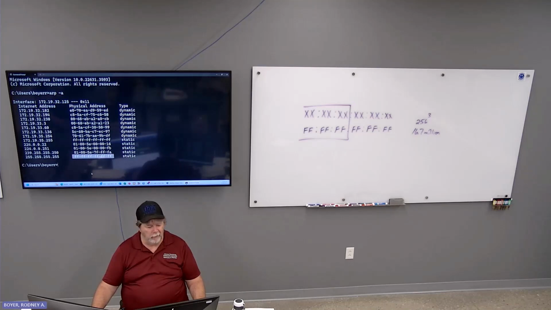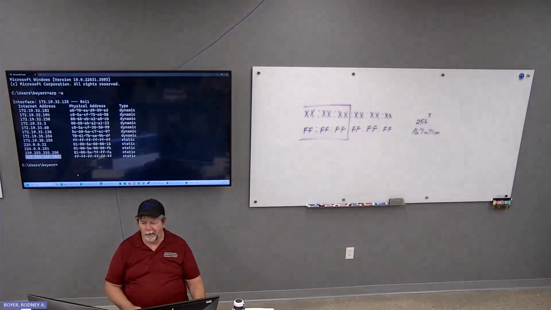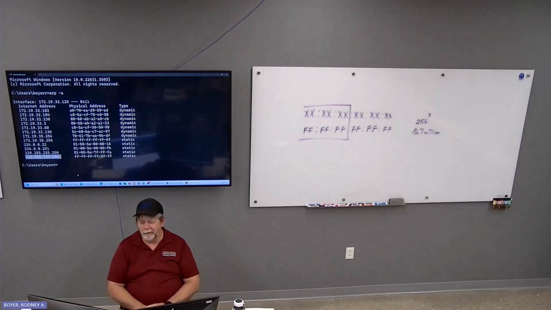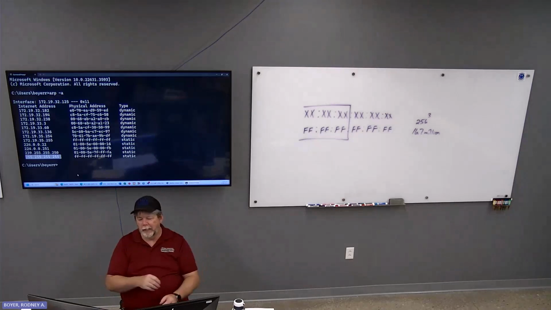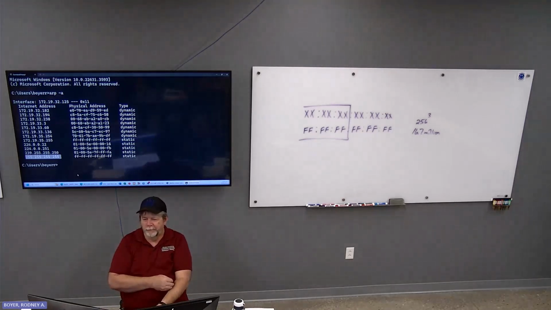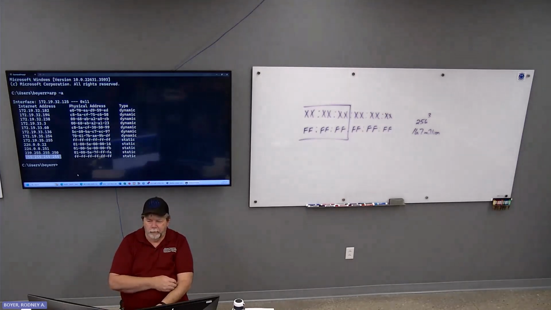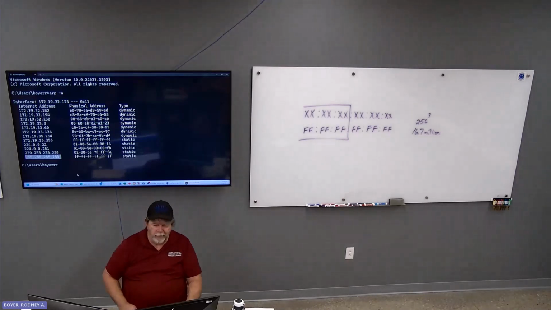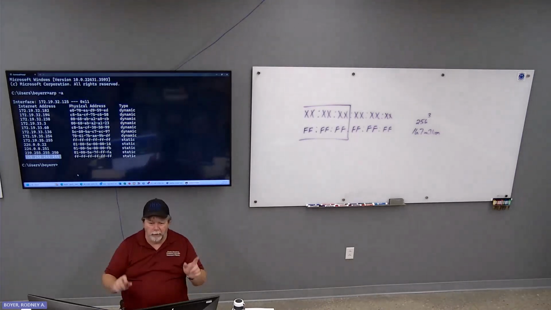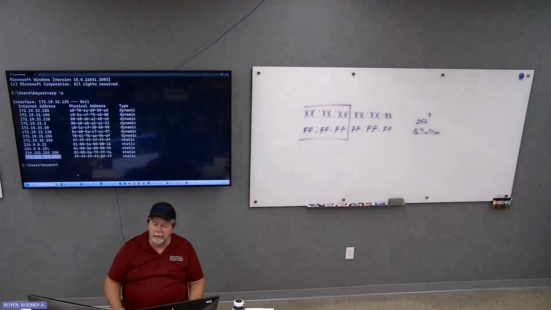So if I want to talk to every computer in the world at the same time, I route my traffic to 255.255.255.255. Broadcast for everybody. Okay. Chances of me being able to connect to every computer in the world at the same time, pretty slim.